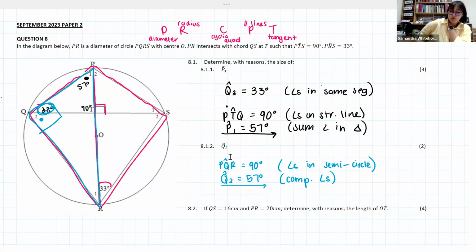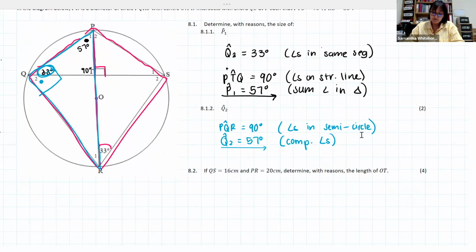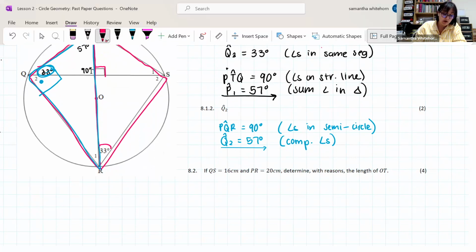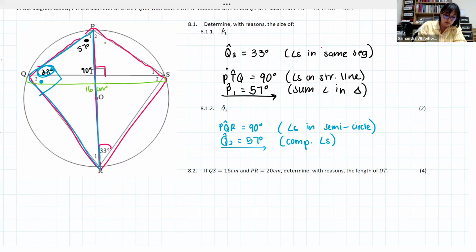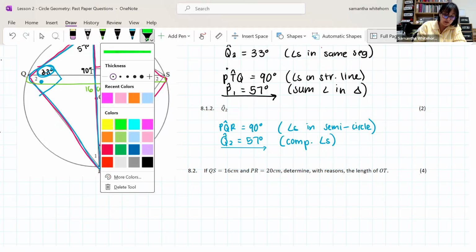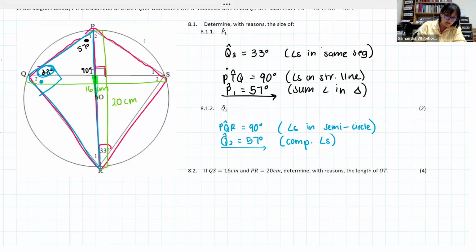Okay. Cool, so we've got P1 and we've got Q2. 8.2 then says to us, if QS is equal to 16 and PR is equal to 20, determine with reasons the length of OT. So again, I'm going to fill in what information I've now been given. QS, which is this chord, is 16 centimeters. PR, which is the diameter, is 20 centimeters. We are looking for the length of OT. So OT is this green little segment that I'm highlighting over here. Not very well, clearly, but that's the length I want.